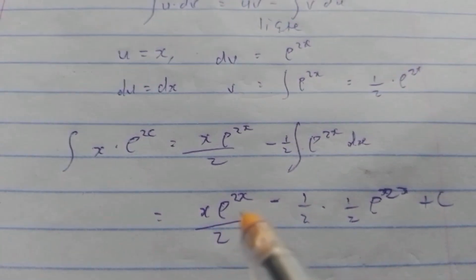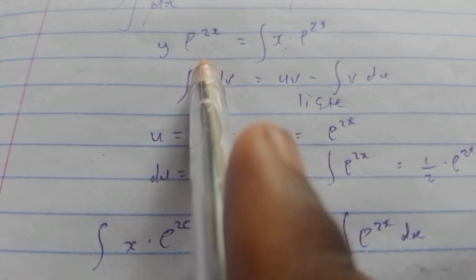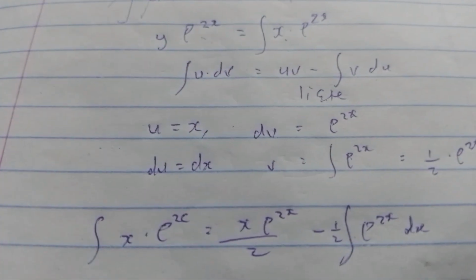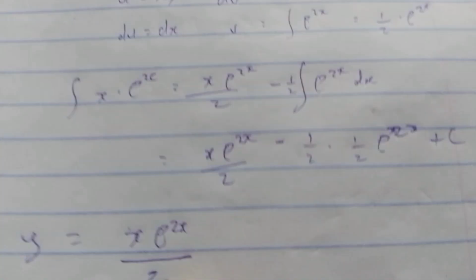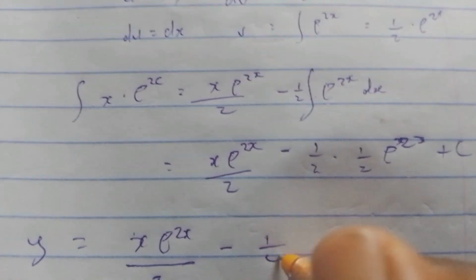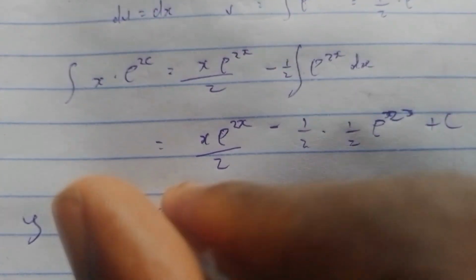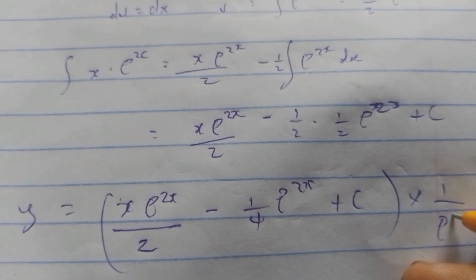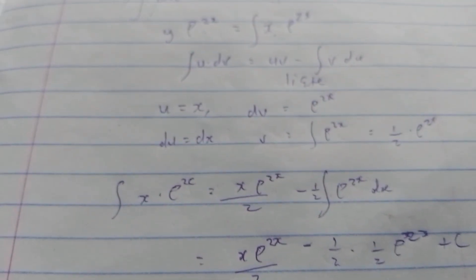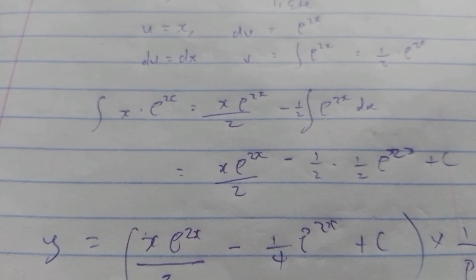So everything here is equal to this. If we divide both sides by exponential 2x here, we're going to get y. So it means that our y is x exponential 2x all over 2 minus 1 all over 4 exponential 2x plus c, everything multiplied by 1 all over exponential 2x, right? Yes. So exponential 2x will affect each term, including the c.